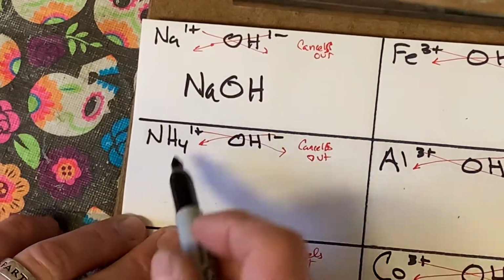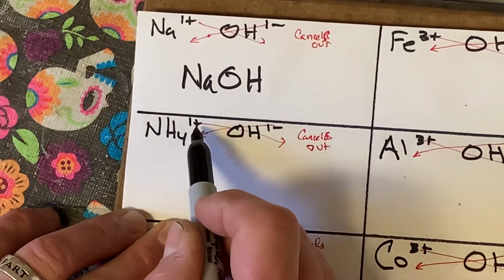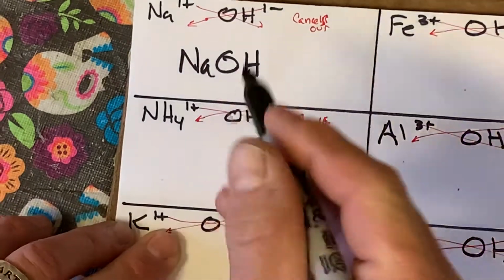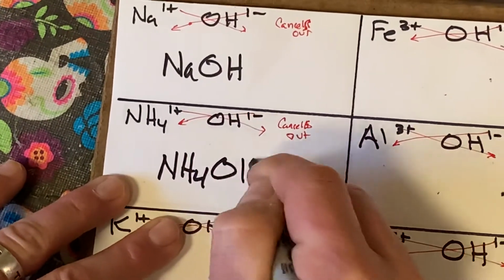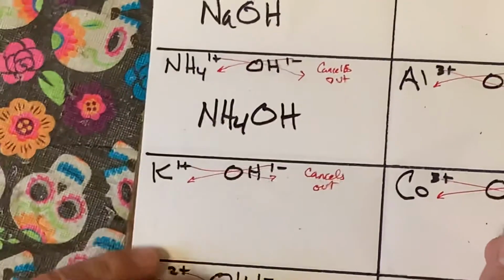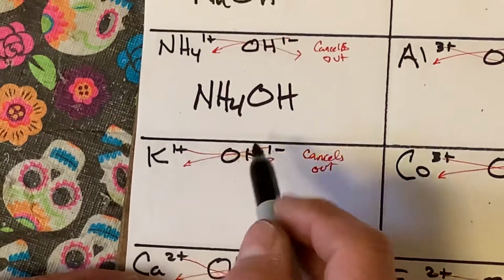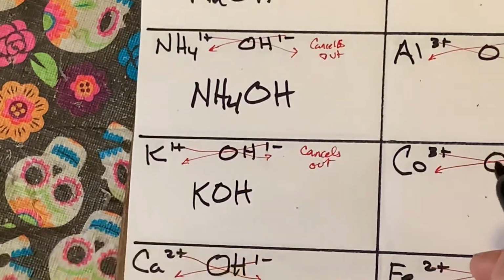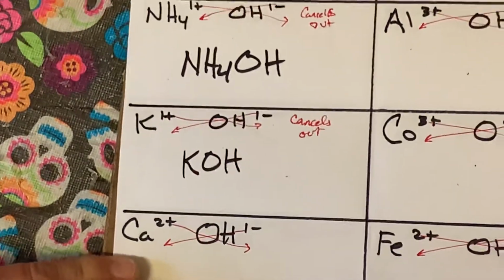Then we have a weaker base, which is going to be ammonium hydroxide. We have 1 ammonium ion and 1 hydroxide ion. They cancel out, so you just write it out as NH4OH. It's ammonium hydroxide. Then we come to potassium hydroxide. Once again, 1 to 1. Super easy. KOH. My student's name, Ko. This is why I think of you every single time I see your name.